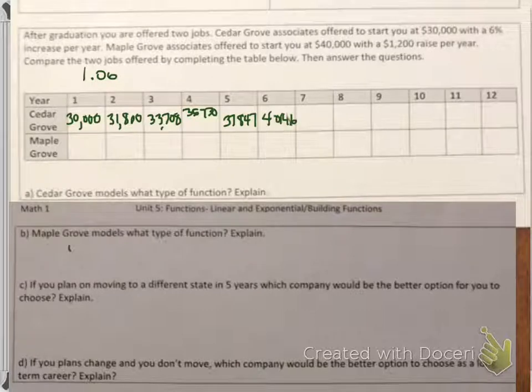Several more to go here. Timesing that one by 1.06, and I get 42,555. Times that by 1.06, 45,108. Times by 1.06, 47,815. Doing it again, 50,684.